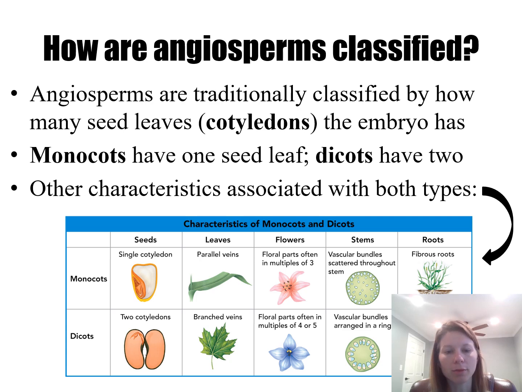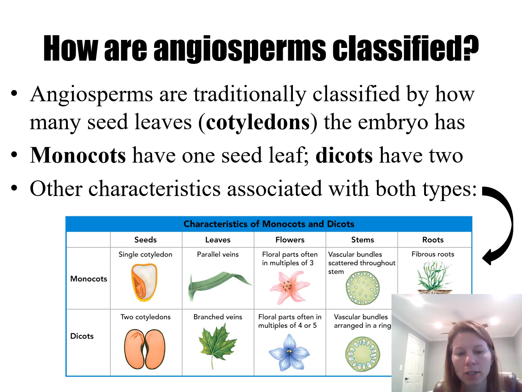A good example of this would be corn. I'm sure you've seen the large leaves that cover corn cobs. They have flower parts that come in multiples of 3. Vascular bundles are scattered, so that's the xylem and the phloem are going to be scattered all throughout the stem. You might not be able to see it because of my picture, but they have thin, wispy, fibrous roots.